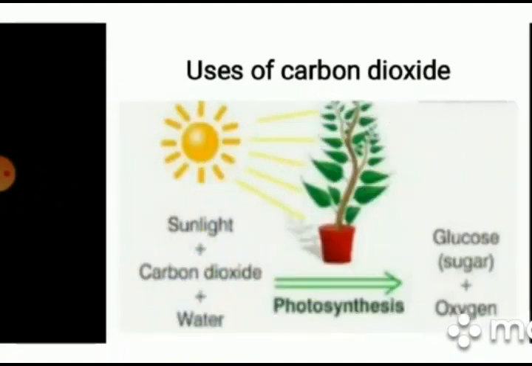The next one is that carbon dioxide is one of the essential ingredients used by the plants in the process of photosynthesis, as we can see in the equation. Sunlight, when combined with carbon dioxide and water, results in glucose, that is sugar, plus oxygen. So here we can see that carbon dioxide is one of the essential ingredients in the process of photosynthesis.